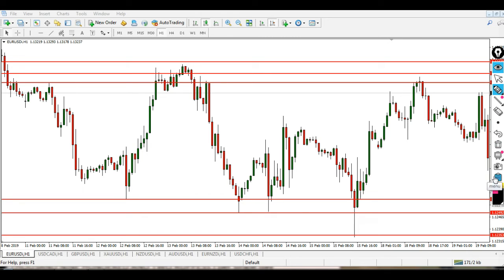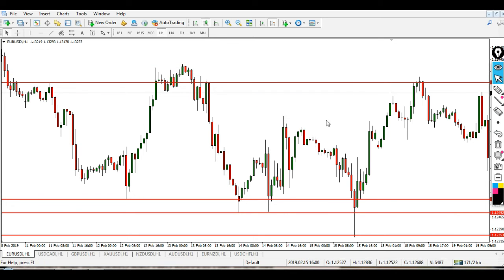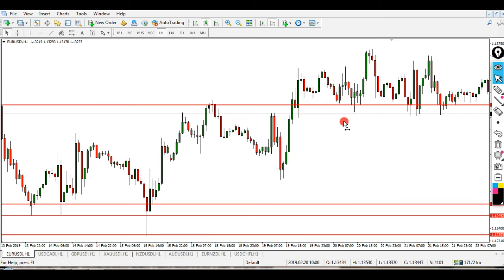Then another concept I need to explain to you is that support can become resistance and resistance can become support. Let's take this as an example. I just remove these things. If you want to remove them, just double click, right click, delete. Just move the chart here. You all know that this is the resistance level, right? Let me draw it and write it here: this is the resistance level.